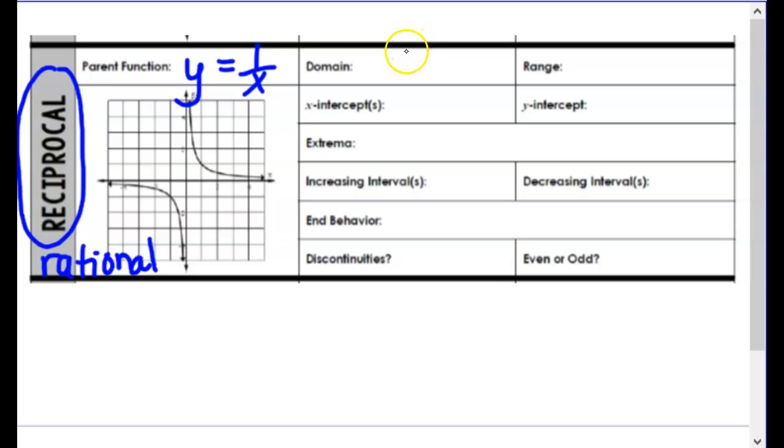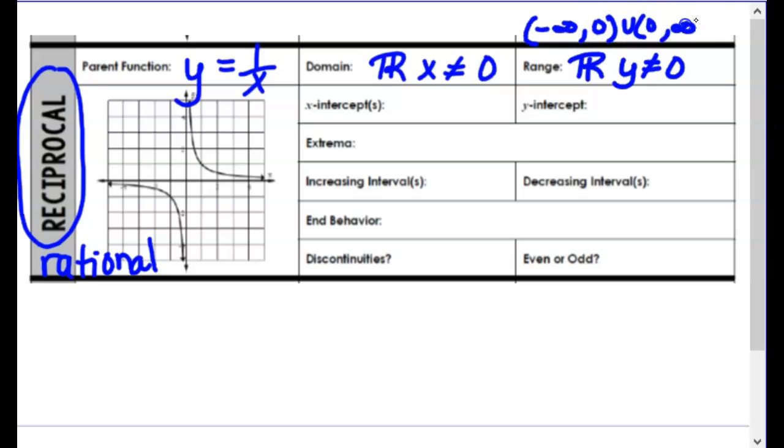What is the one number you cannot divide by? 0. So the domain is all real numbers, but x cannot equal 0. And the same is true for the range, everything except 0. If you were writing that in interval notation, it would look like this. But that's a lot of hooey. So it has no x or y intercepts. It never touches either axis. It has no extrema.